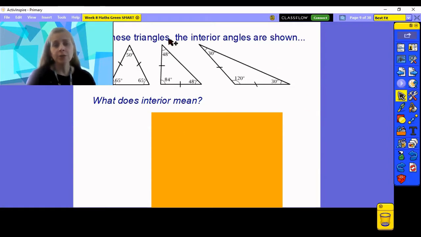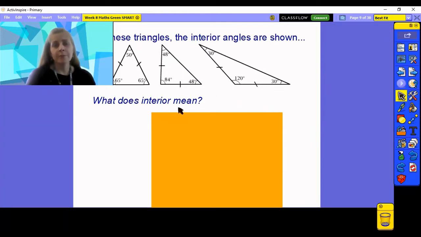So the angles below, you can see, have got on them marked some of the interior angles. So I wonder if you could pause the video and have a think about what those interior angles might be, and what the word interior actually means.